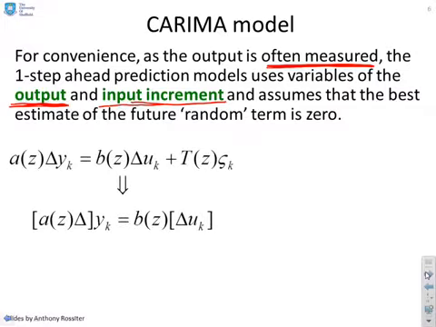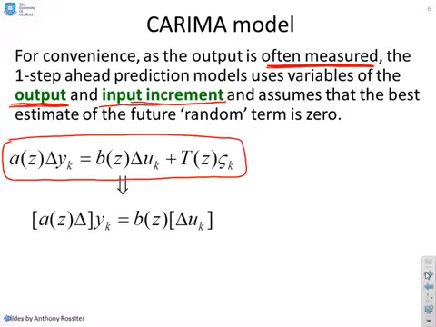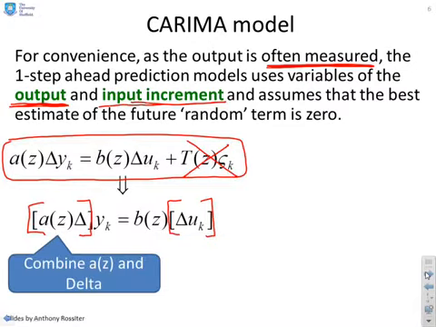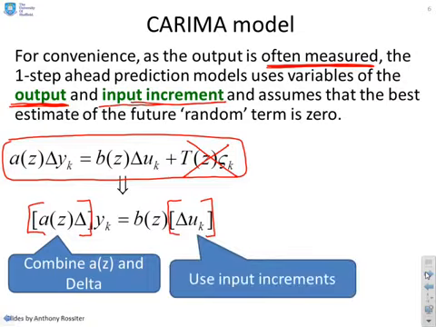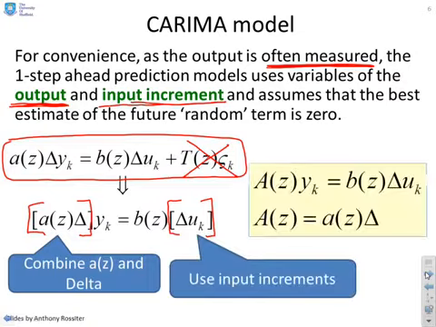So what we've got, if this was our model based upon the incremental variables, a delta y equals b delta u plus t zeta, what people do is they write it like this. They group the delta with the a on the left hand side, so I have a delta all times y, but they group the delta with the u on the right hand side, and you'll notice we're assuming zero mean for the zeta, so that disappears. So we combine the a with the delta, but we then combine the delta with the u.